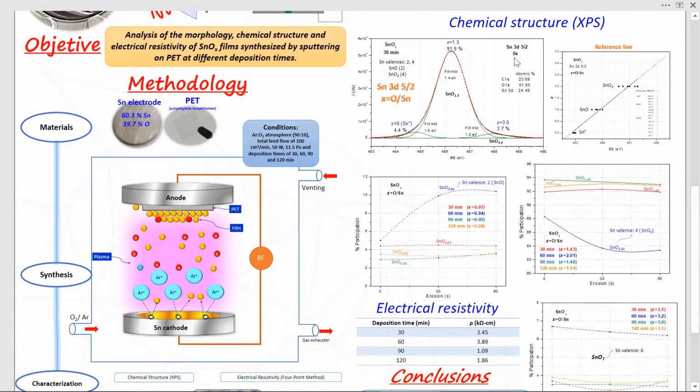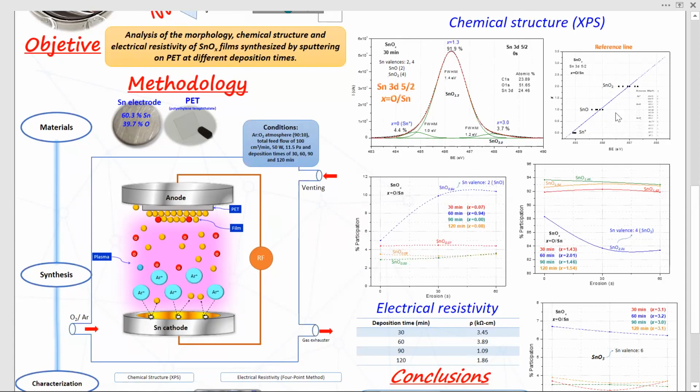In the chemical structure by XPS, in the case of the film obtained at 30 minutes at 0 seconds of the erosion, the orbital tin 3d was adjusted with 3 components, which correspond to 3 chemical states. They were assigned using the stoichiometry ratio X, which indicates the number of oxygen atoms per tin atom. For this, the reference line on the right was used.